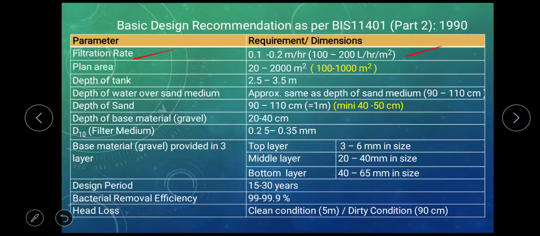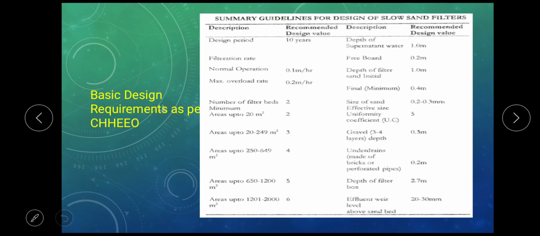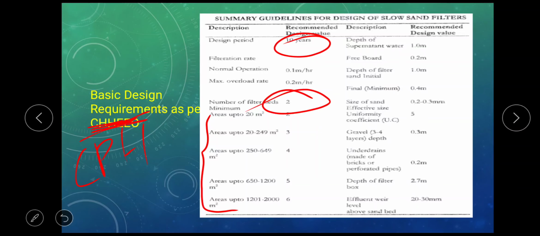Head loss when the filter is clean is 5 cm. This is not 5 meter, only 5 cm. When the filter becomes dirty, the head loss will be around 1 meter. As per the CPHEEO manual, the design period of the slow sand filter is 10 years. They recommend the minimum number of units used in the slow sand filter is 2, and this minimum number of units is based on the surface area. If the surface area varies from 250 to 650, then we would use 4 units.